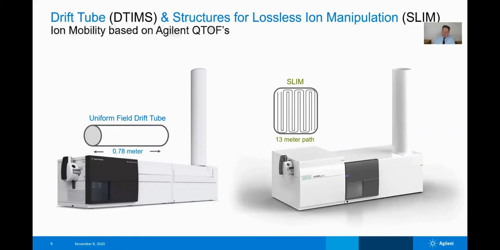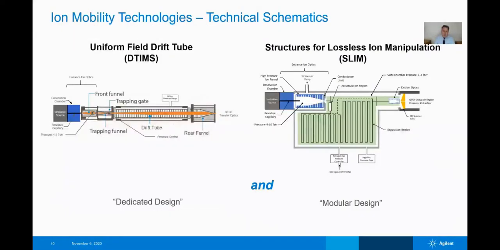SLIM technology. Okay, let's look under the hood. We see the drift tube on the left. That's the standard 6560 instrument, and on the right you can see the serpentine path of the structures for lossless ion manipulation, or the acronym we use is SLIM. All right, and needless to say, with the increased path length, we're going to expect a higher resolving power.